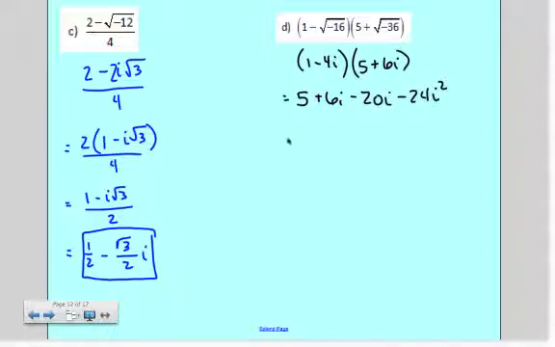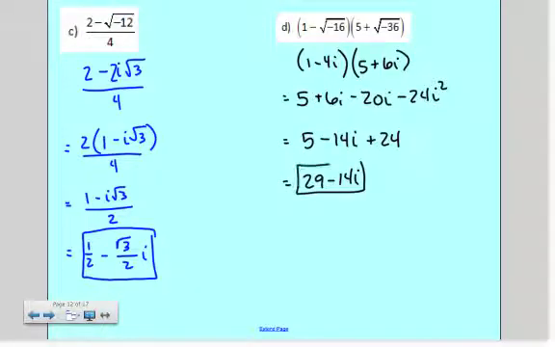So we have 5, and then 6 minus 20, those are similar terms, minus 14i. And then now we know this is plus 24 and combine similar terms: 29 minus 14i. There we go.